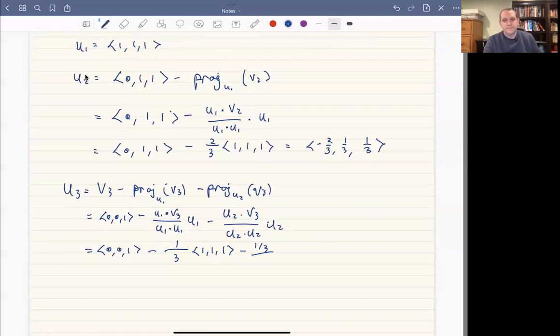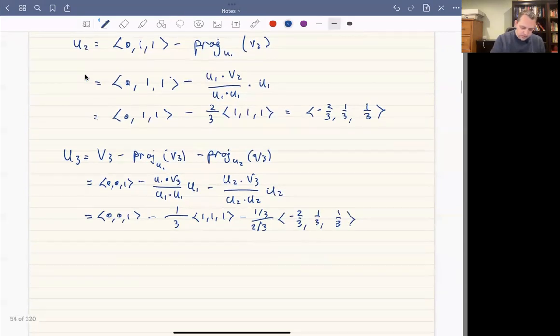And then if I take the length of U2 squared, that's going to be negative 2/3 squared, so it'll be 4/9 plus 1/9 plus 1/9. So it's 6/9 or 2/3. Okay, so that's U2 dot U2 times U2, which was negative 2/3, 1/3, 1/3. So that's going to end up being, we'll do this all together, 0, 0, 1 minus 1/3, 1/3, 1/3. And then 1/3 over 2/3 is 1/2. So this will be minus negative 1/3, positive 1/6, positive 1/6.